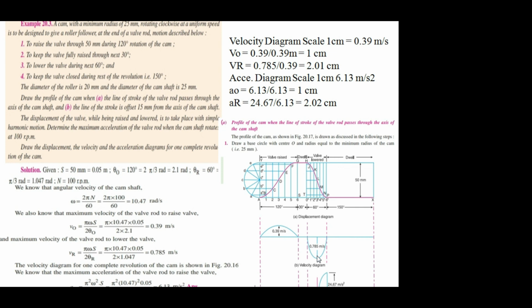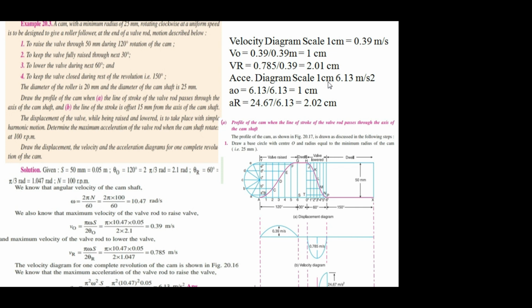Here also, during the return stroke, it is 0.785 divided by scale 0.39. It is 2.01 centimeter. At the mid of instroke, mark here 1 point at 2.01 centimeter, and passing through these 3 points, draw the curve for the velocity diagram. So this is the velocity diagram.